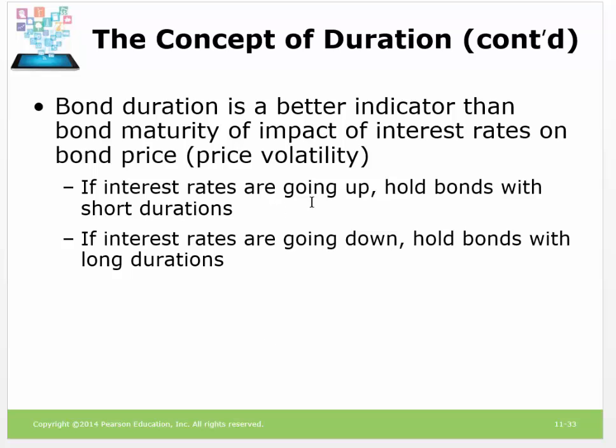So if interest rates are going up, you want to hold bonds with short durations. When interest rates go up, bond prices go down, but shorter duration bonds are going to go down less. And of course, vice versa is true if you think that interest rates are going to go down. If interest rates are going to go down, you know that bond prices are going to go up. You want bonds with long durations so that the increase in price is magnified, if you will, by this sensitivity.